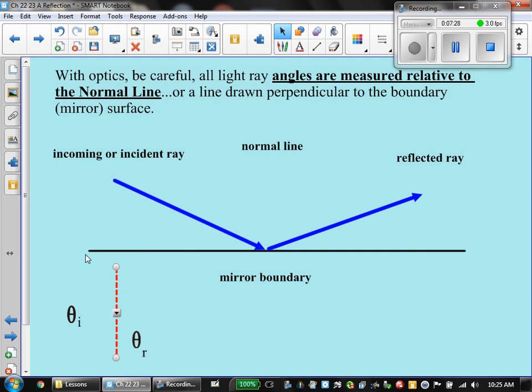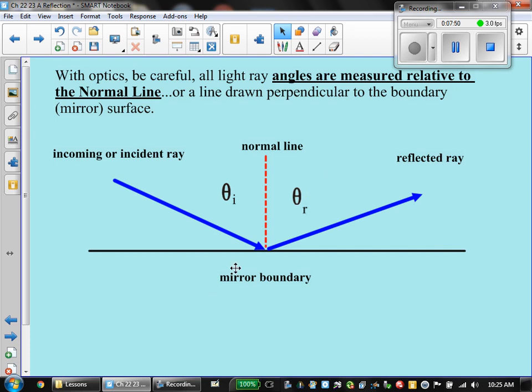So again, if this is the boundary, for example a lake surface, we actually take a normal line, which of course just means perpendicular. So we have a perpendicular line hitting this boundary. The light ray comes in at an angle which we call the angle of incidence. It's some number. Here it looks like it's about 60 degrees. And the light will reflect off at the exact same angle, the angle of reflection.